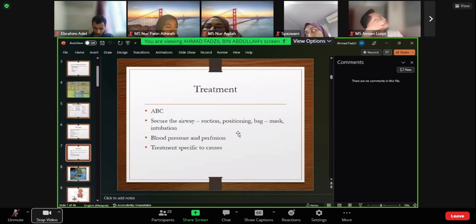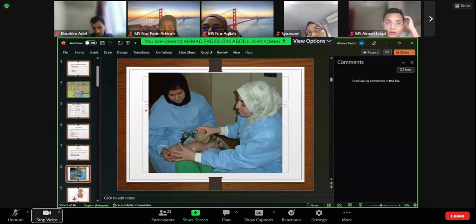The breathing has to be adequate, good enough. Then after that, you go to blood pressure and perfusion, and then treatment. Only then do you decide to treat the specific causes, what the cause of the respiratory distress is. So this is what you do, an NRP usually, neonatal resuscitation.